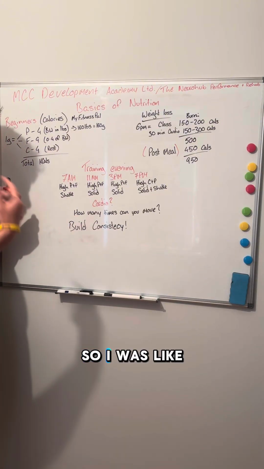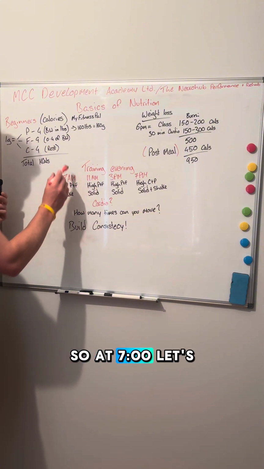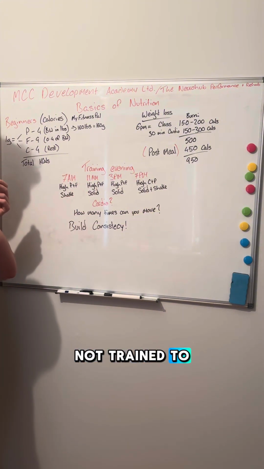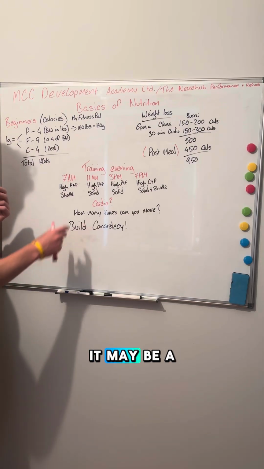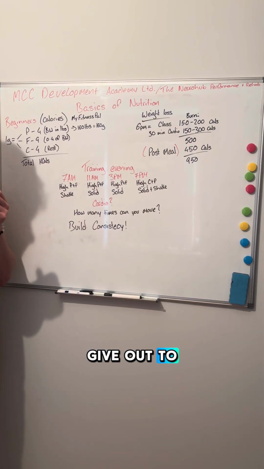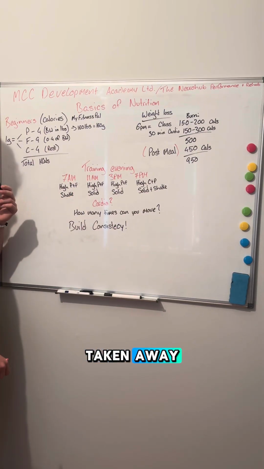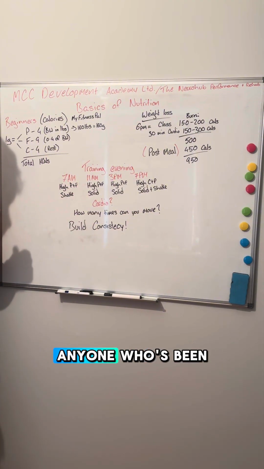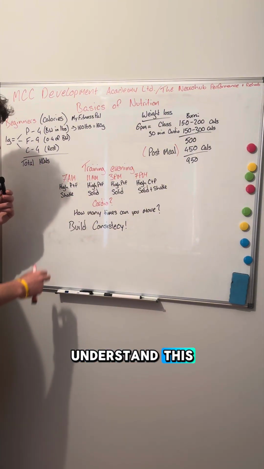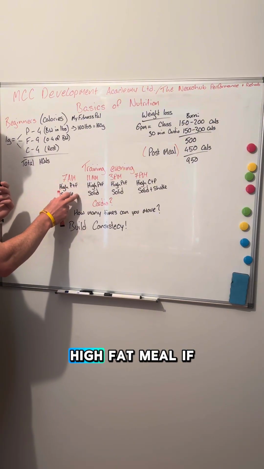So I would like us to build a little bit of consistency here. So at 7 o'clock, let's say you get up, but you're not training till the evening, we will go for a high protein and high fat meal. Okay, it may be a balanced meal at the beginning that I give out to people, but it will be taken away at some point with the carbs. Okay, so we're trying to lower the carbs as much as possible. Anyone who's been training with me a long time will understand this, but just for the basics, we're looking for a high protein, high fat meal.